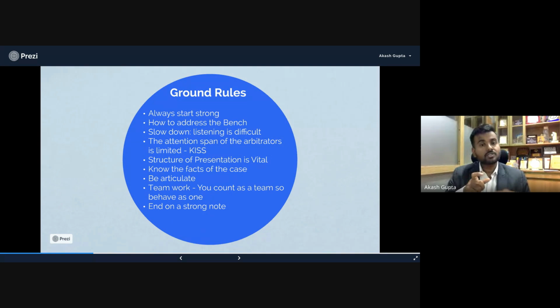But this is something which you have to make sure is relatable. It is going to depend on where you are participating in the moot competition, whether it's an Indian moot or an international moot, and who is going to be the arbitrator. Now, the next one is the attention span of the arbitrators.